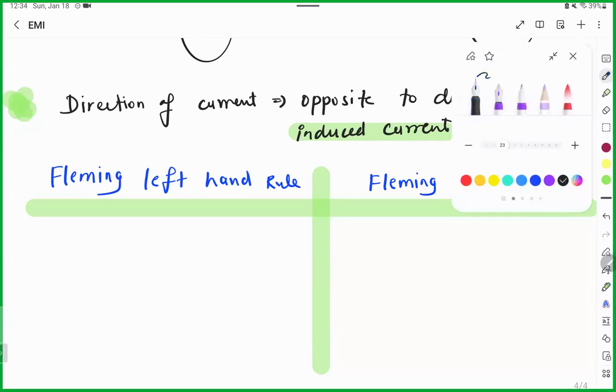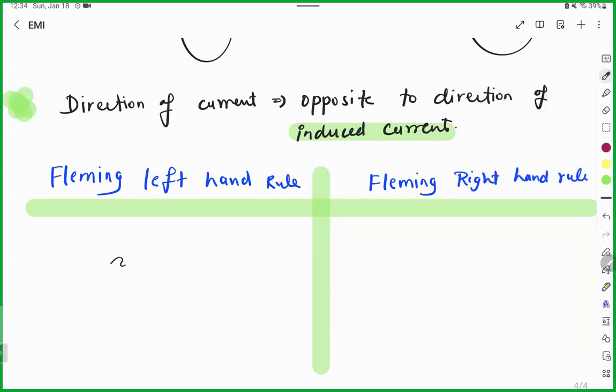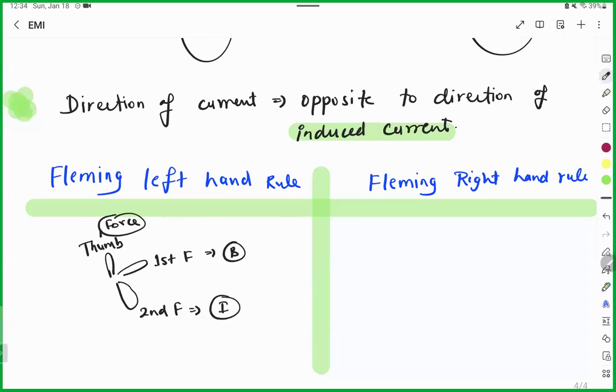If you take Fleming left hand rule, then you had thumb, first finger, second finger. Thumb was indicating force, first finger was indicating magnetic field, and second finger was indicating current. Make sense? These three things: thumb, force; first finger, magnetic field; second finger, current. But if you take a right hand rule, this is thumb, this is first finger, this is second finger.